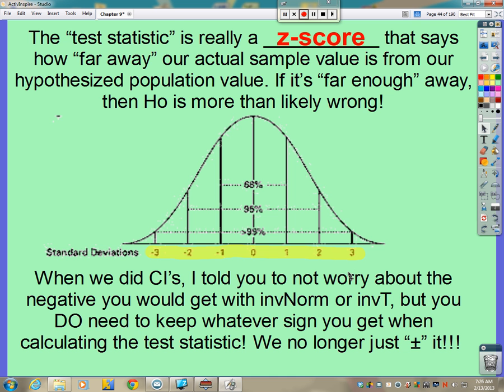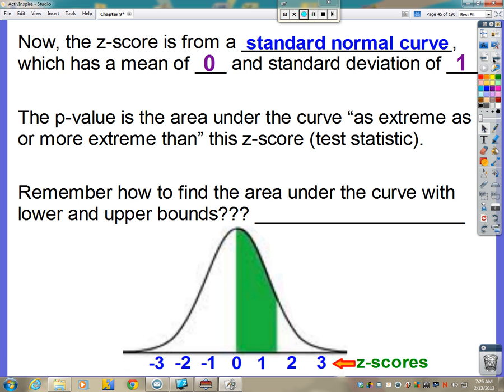But if you remember from the confidence interval chapter, when we used inverse norm, maybe we got a negative z-score. And at that point, we just said, we're just going to chop off the negative. Don't worry about it. Now we do. If we come up with a value and it's negative, we want to keep it negative. If we get a positive, it's going to stay positive. So you'll see what I mean as we get through more and more of these videos.